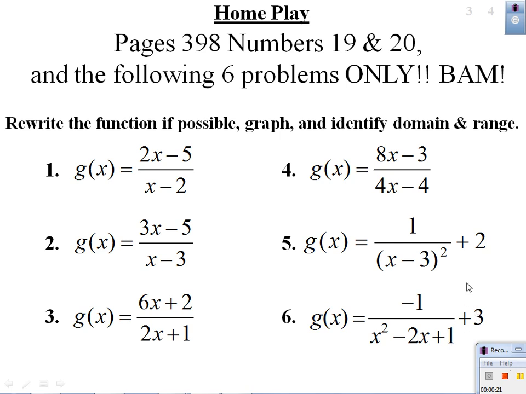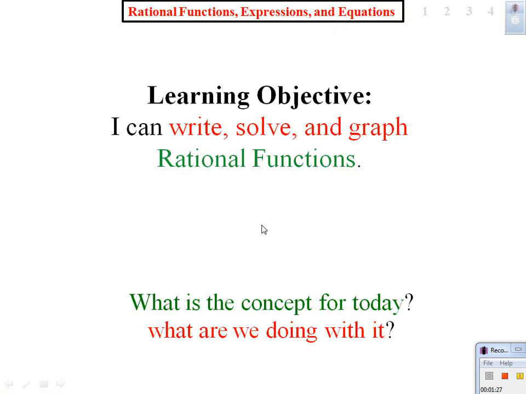All right? We good? So, I don't know if you noticed, we're getting into quadratics now. Our objective for today: I can write, solve, and graph rational functions. So, we're just continuing on with what we've been doing with rationals.